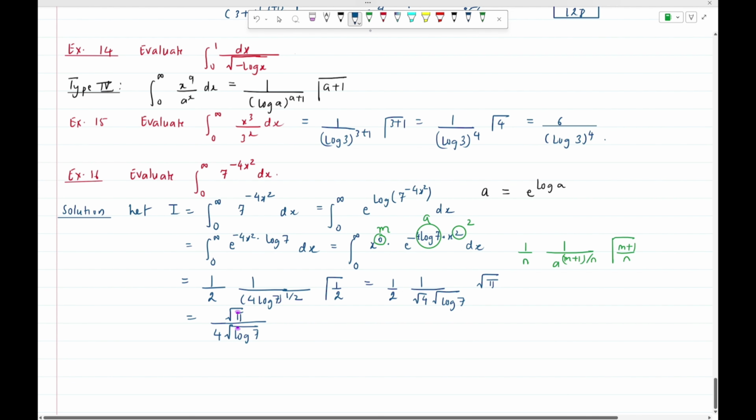So that's going to be the final value for example number 16. Let's try 2 more numericals. So we are on to example number 17, and it says evaluate the integral from 0 to infinity of x square times 7 raised to minus 4x square dx. As you can see, the limits are from 0 to infinity.